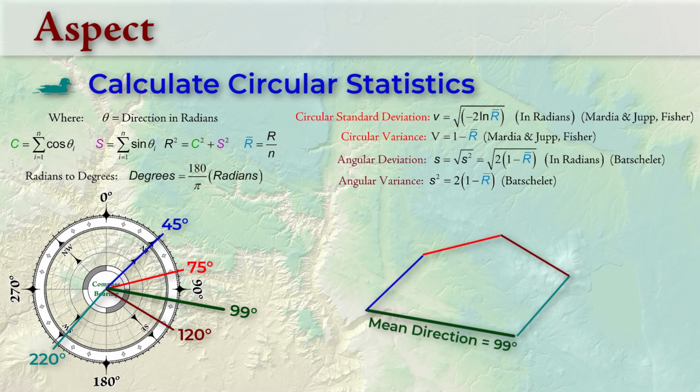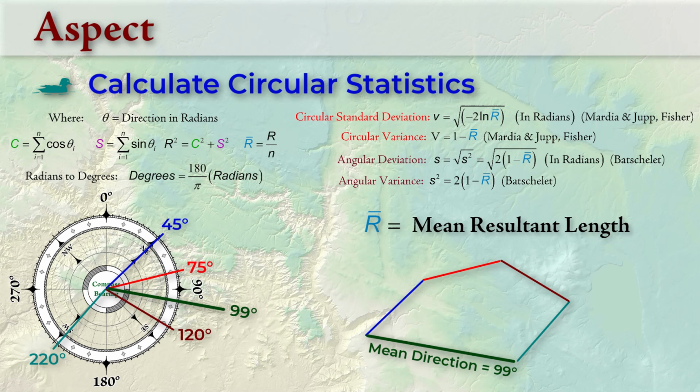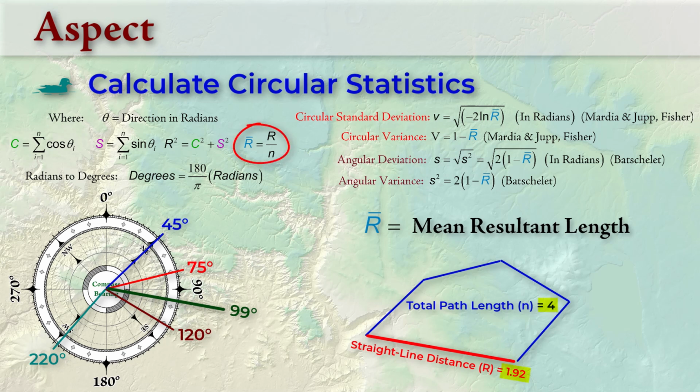Now, I took the angular variance and angular deviation from Edouard Batschelet's book, Circular Statistics in Biology. Notice that both the circular and angular versions are based on this value R bar, which stands for mean resultant length. The mean resultant length is calculated by dividing the straight line distance from the beginning of the path to the end of the path by the total length of the path. In this scenario, we have 4 aspect bearings. Our total path length is 4. Our straight line distance is 1.92. Therefore, our mean resultant length is 1.92 over 4 equals 0.48. And all of our measures of dispersion are based on this value.